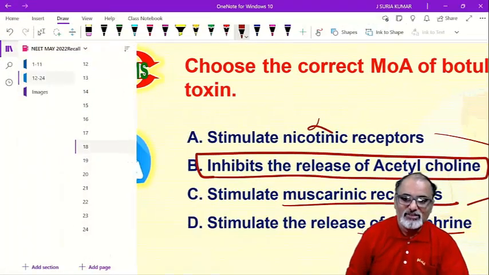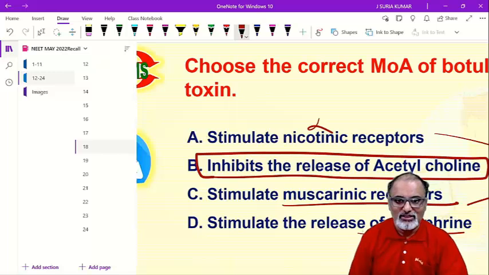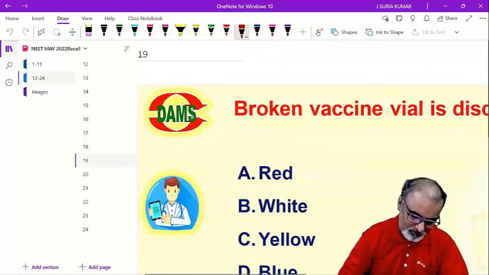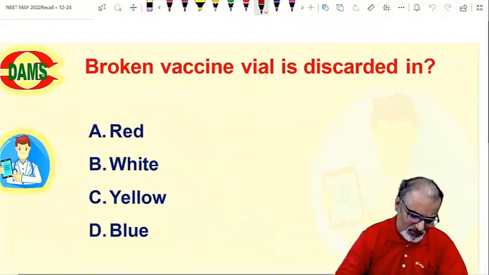Okay, next, we need to know the mechanism of action of toxins. Another important neurotoxin is tetanus toxin, tetanospasmin, that inhibits the release of GABA and glycine. Yeah, it's a very direct question.